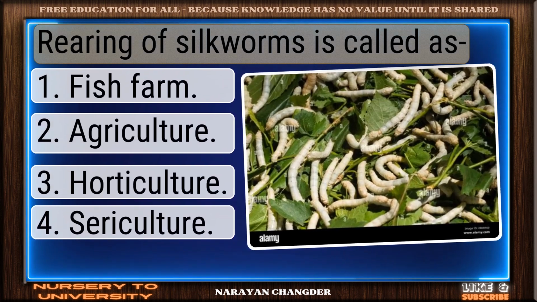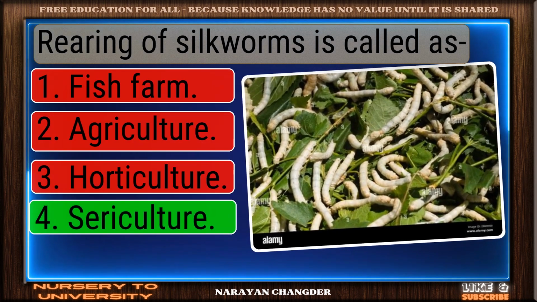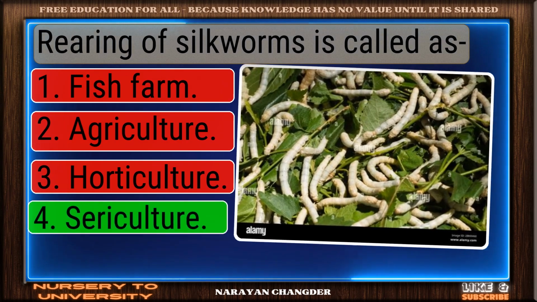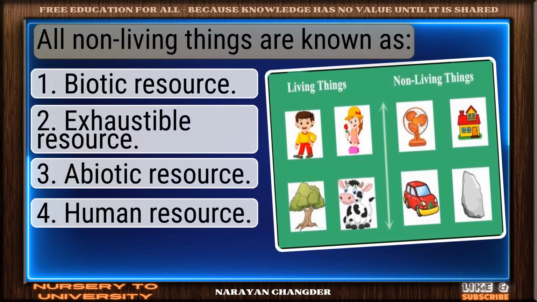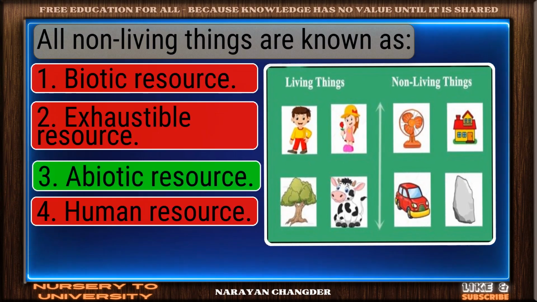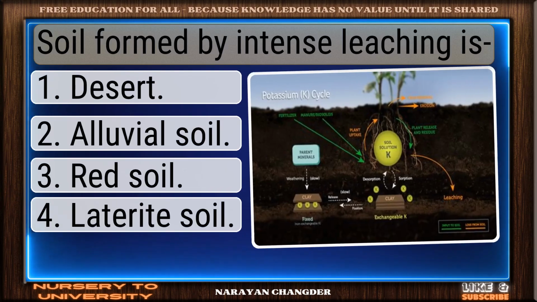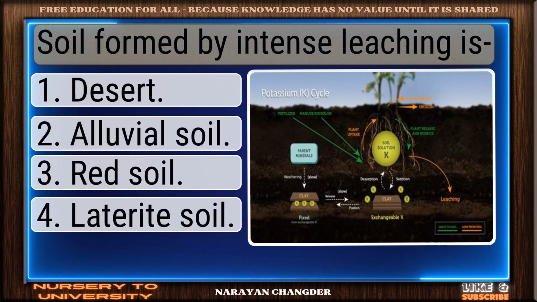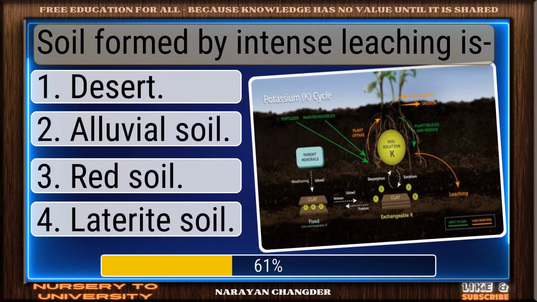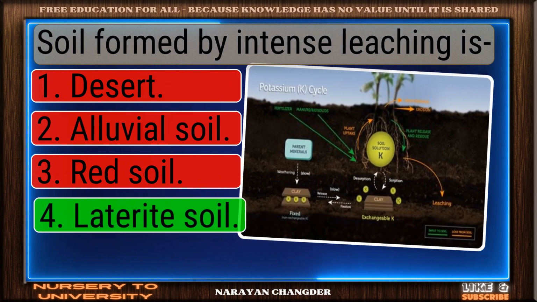Rearing of silkworms is called as. You're right. Sericulture is correct. All non-living things are known as. Nice work. Abiotic resource fits perfectly. Soil formed by intense leaching is. Great job. Laterite soil is accurate.